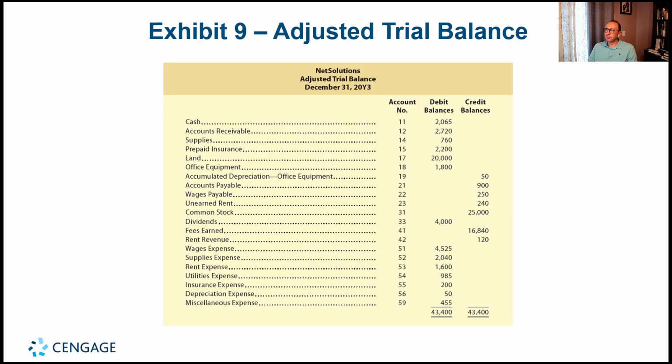So here we have an example for an adjusted trial balance. And as you can see, we have all the accounts that we had before. We have a few accounts that we haven't seen before, like the accumulated depreciation and the depreciation expense. So these are the ones that were added, and a few others. But the important thing at the very end is that the debit balance and the credit balance are equal. And we still call it the adjusted trial balance. Remember, we need to make sure that this is differentiated from the unadjusted trial balance.